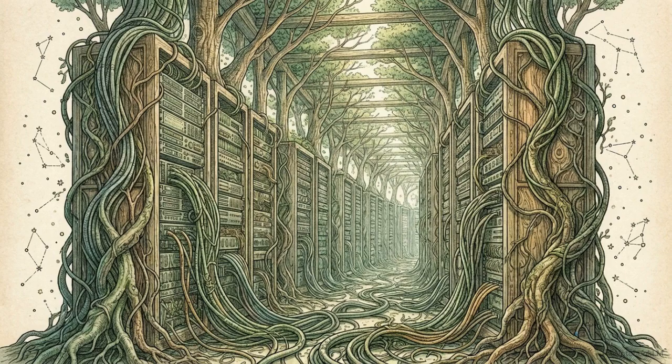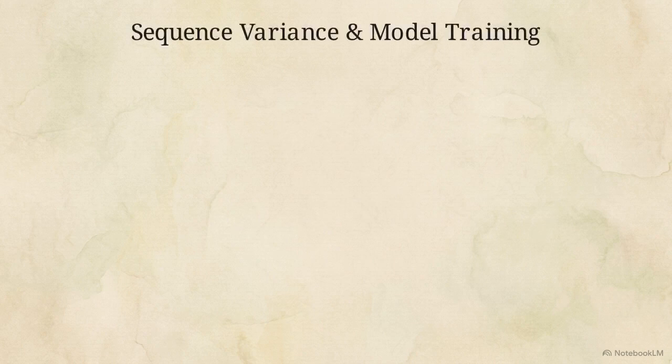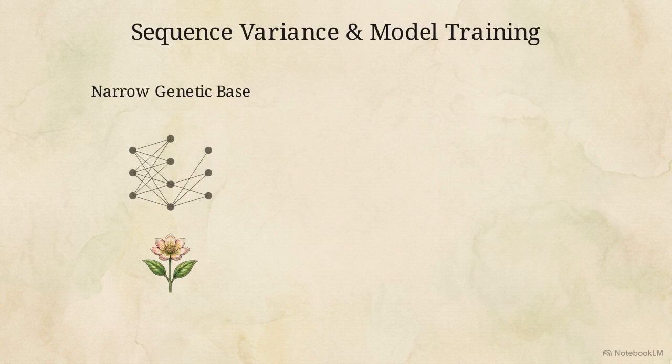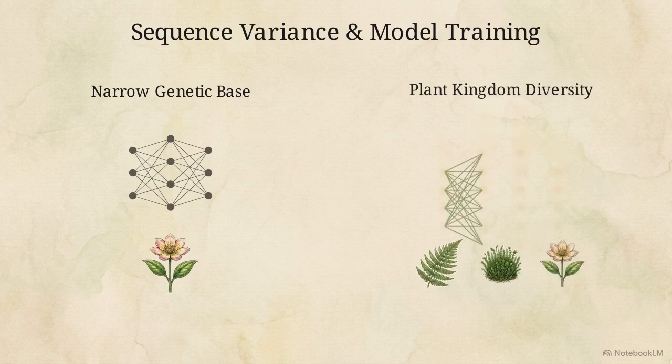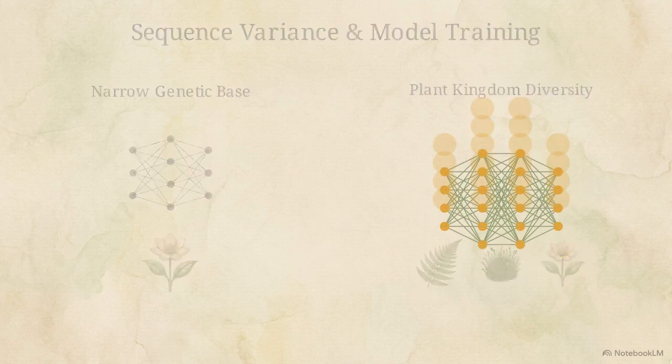This phylogenetic diversity serves an even larger computational purpose. It provides the strict training infrastructure required for DNA-based artificial intelligence. AI foundation models scale mathematically with sequence variants. Models trained exclusively on the narrow genetic base of modern crops lack the diversity to learn robust regulatory parameters. They require the full breadth of the plant kingdom to calculate accurate weights.